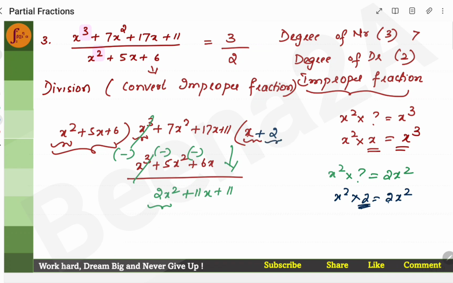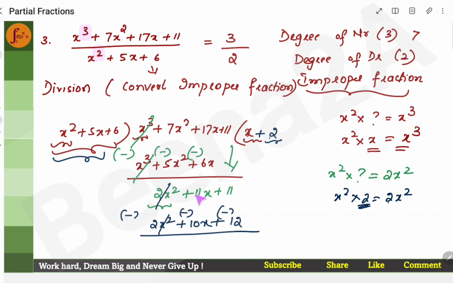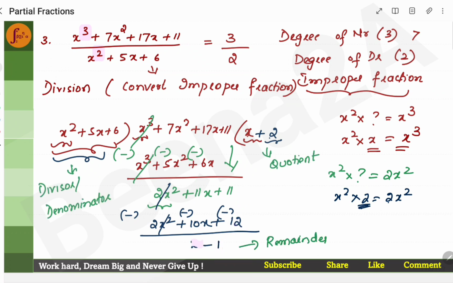Now I'll take this 2 and multiply with the entire divisor. 2 into x square is 2x square. 2 into 5x is 10x. 2 into 6 is 12. Subtract the whole thing. This will get cancelled. 11x minus 10x is x. 11 minus 12 is minus 1. So this is the remainder, this is the quotient, and this is the divisor, right?